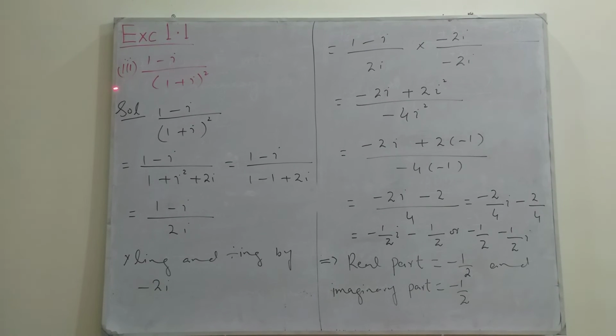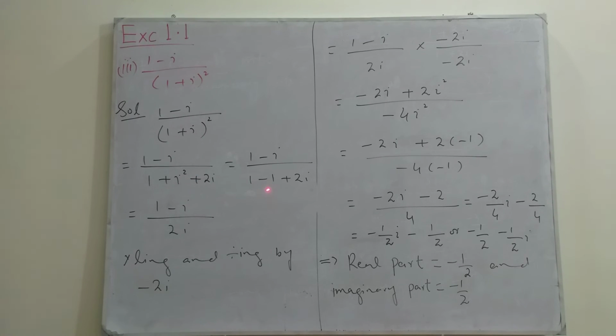Now part third, the last part of question number 8. (1 − i) divided by (1 + i) whole square. First we will solve the denominator by using the formula (a + b) whole square, that is a² + b² + 2ab. We have 1², i², and then plus 2 into 1 into i, 2i.